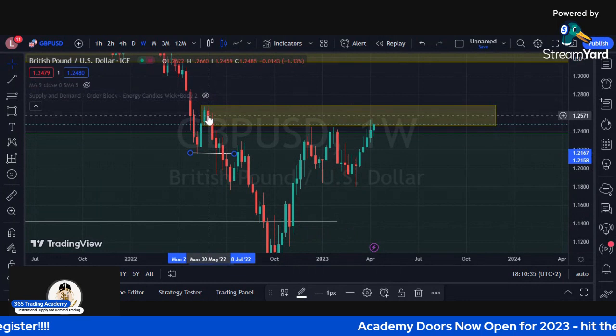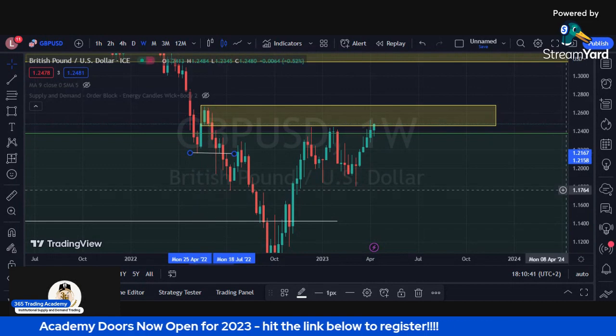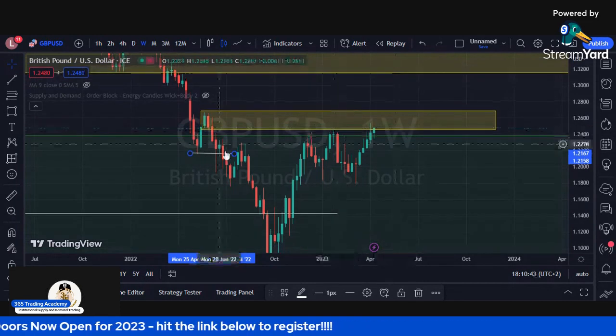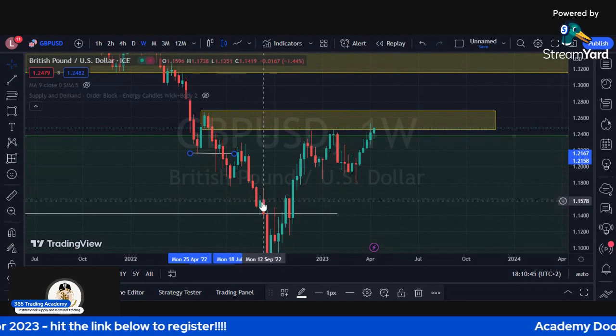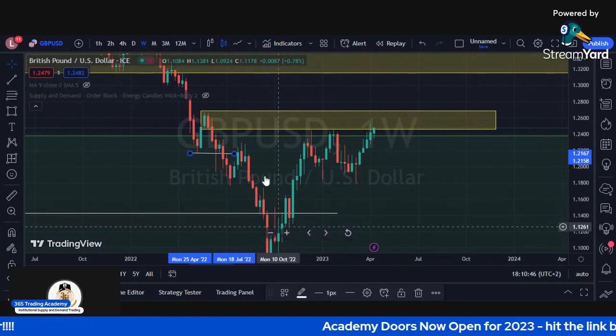There was enough supply coming from here. Don't forget, it's a monthly supply. So if you go back a year ago in May 2022, all price did was just rip through as the dollar was strong last year. It just kept ripping through, and it ripped, as you can see for yourselves.